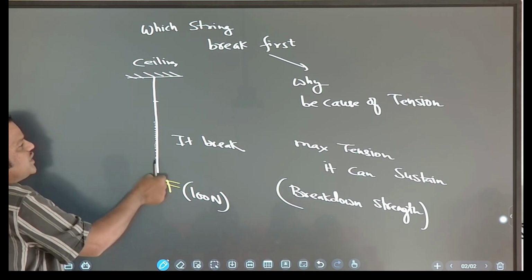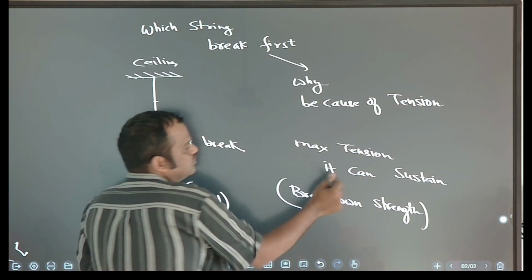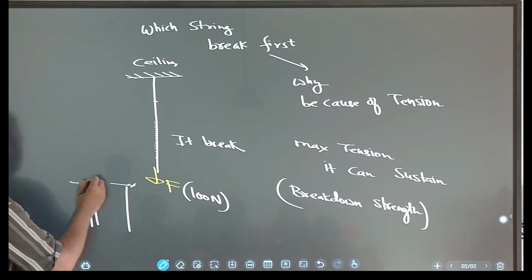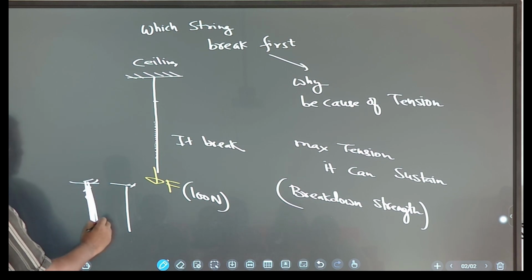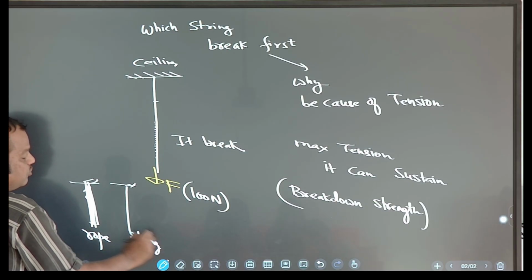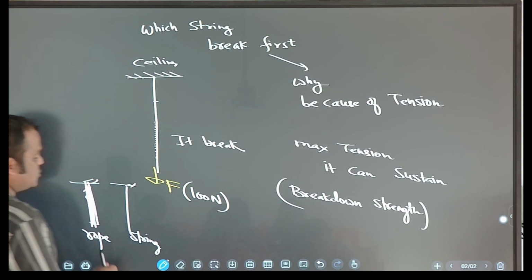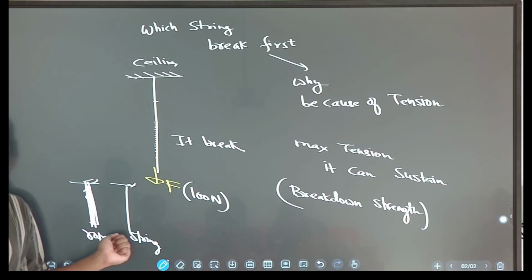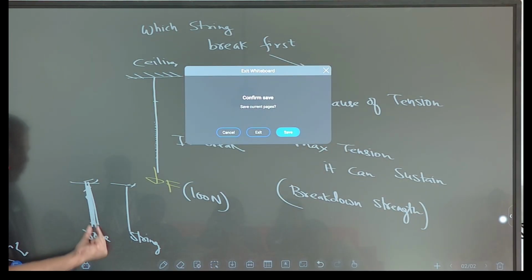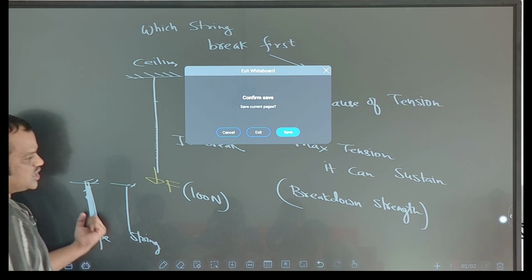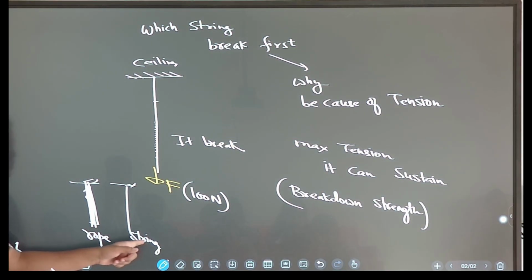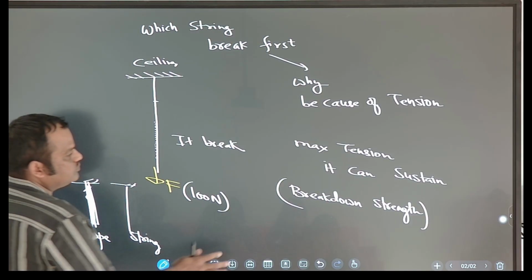So every string has some limit. Which has more limit, a thin string or a rope? Rope has more breakdown strength. A heavier mass can be attached, and more force it can sustain. The string has less strength.